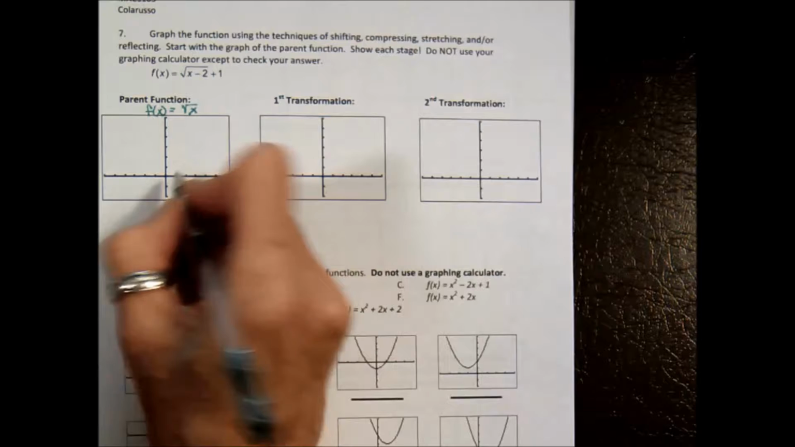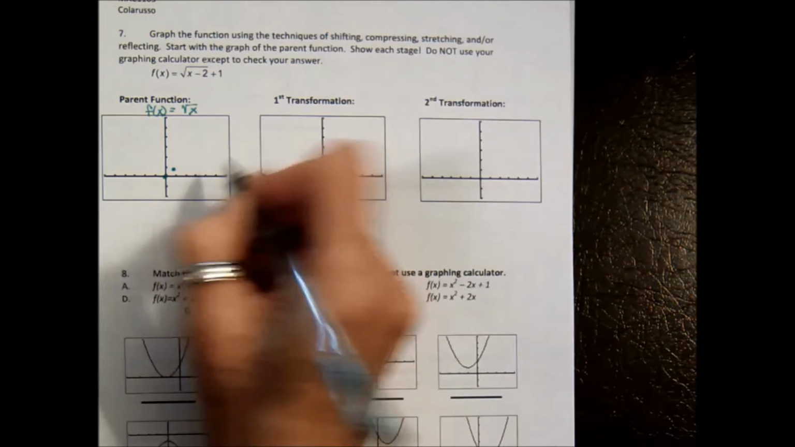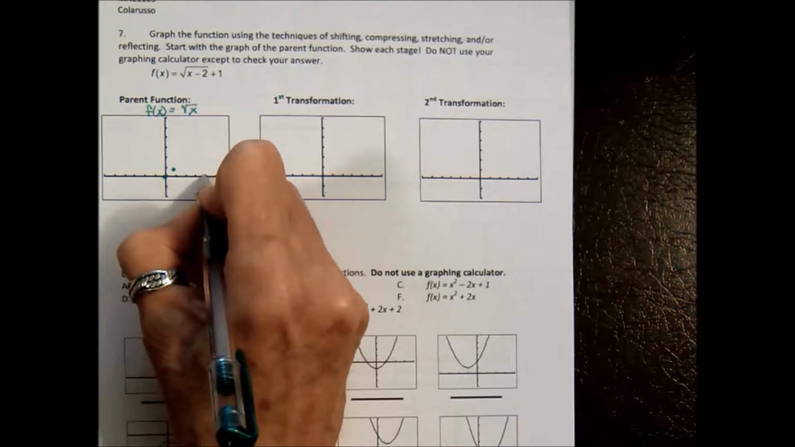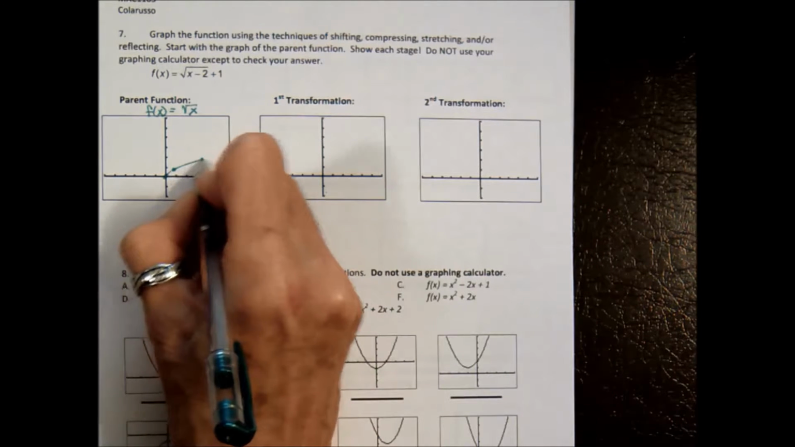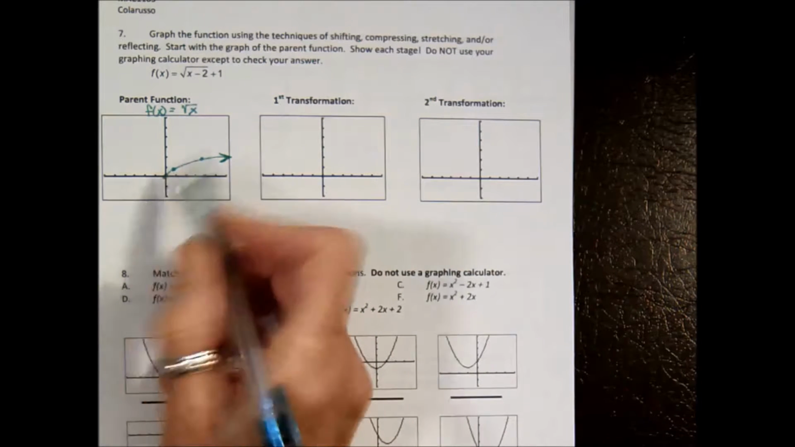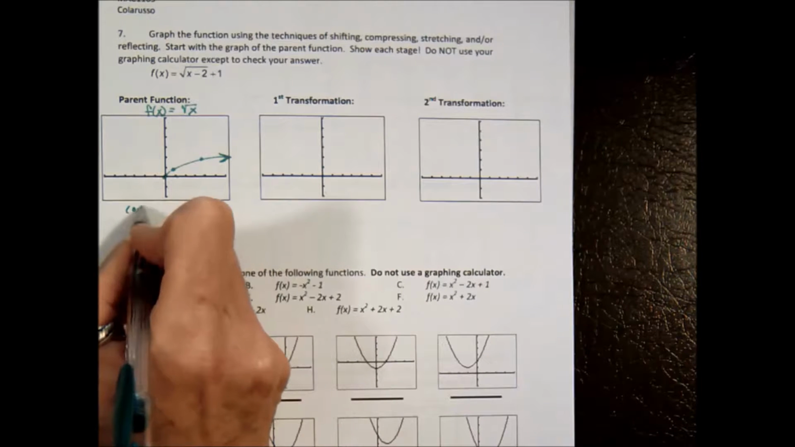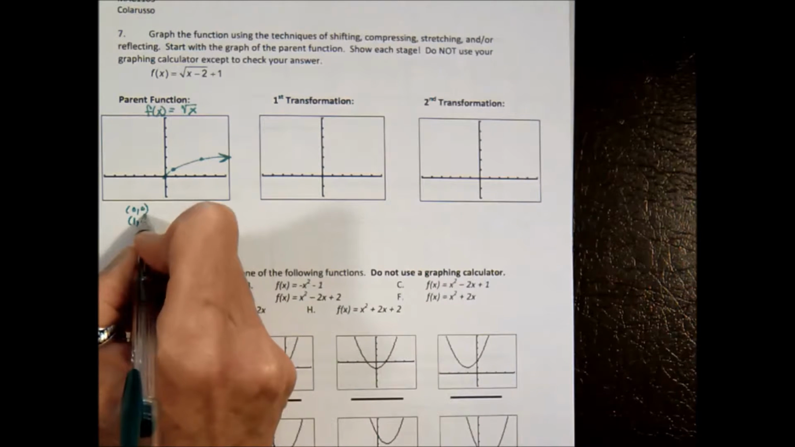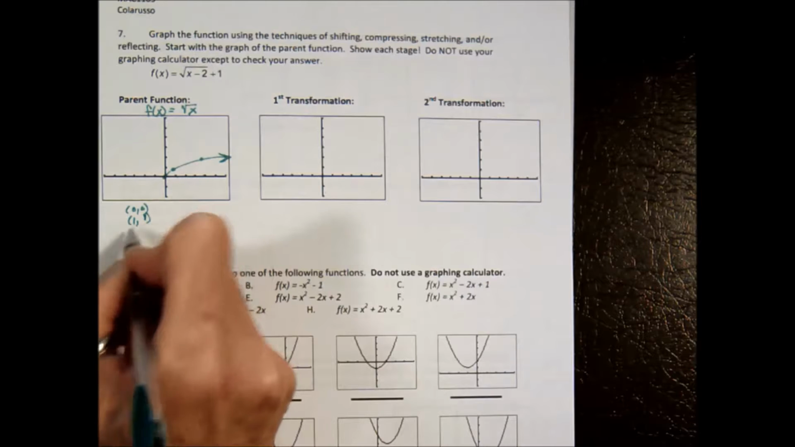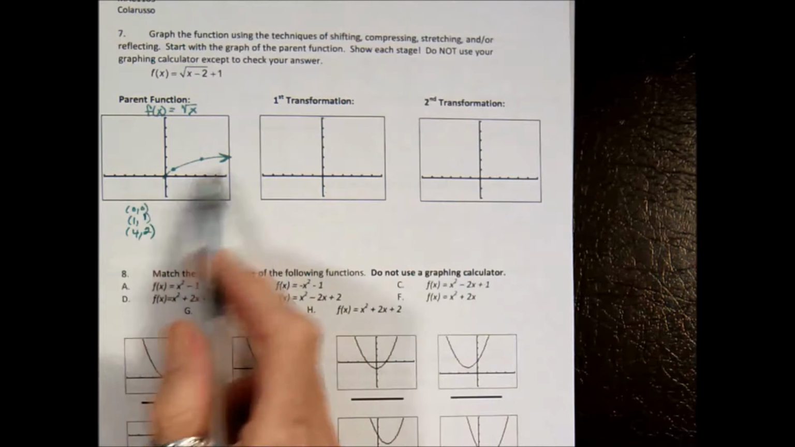We have the points (0, 0), (1, 1), and (4, 2). So our graph is shaped like that. Now, how did I know those points? Because I actually did a quick XY table. I put in 0 for x, I put in 1 for x, and I got 1, and then I put in a 4 for x, took the square root of it, and got 2. So I know that graph because I've memorized that parent function.